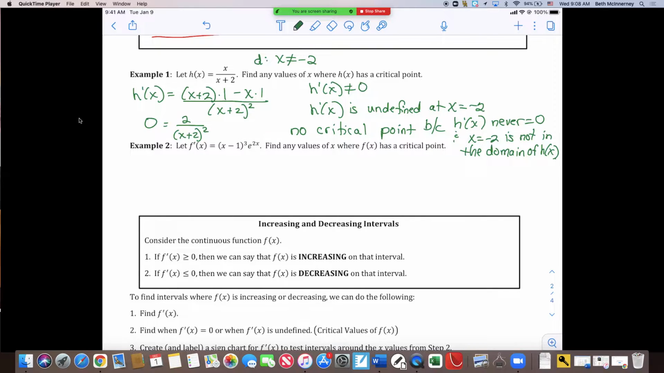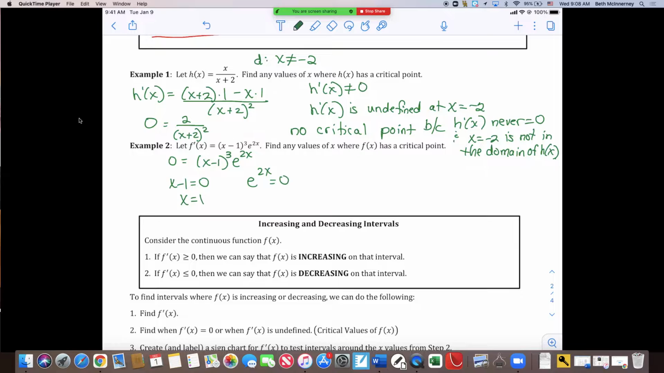In example 2, what do you notice? You're given the derivative, right? Oh, that's not f of x. That's actually the derivative, f prime of x. So what do we need to do? Just find where it's 0 or undefined. So you don't need to find the derivative. We were given the derivative. Well, this would be x minus 1 is 0, so x is 1.